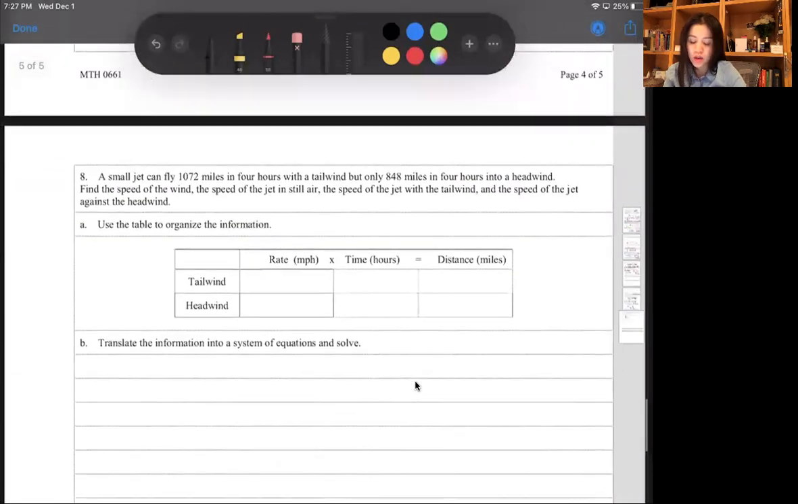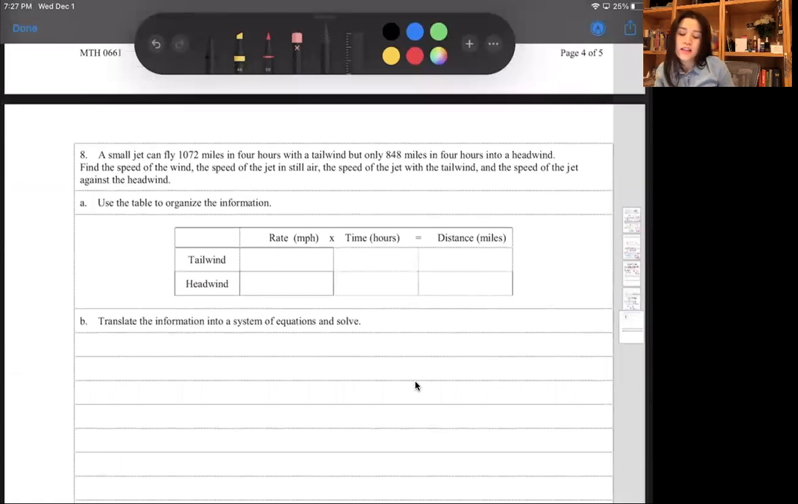All right, last one. A small jet can fly 1,072 miles in 4 hours with a tailwind, but only 848 miles in 4 hours into a headwind. Find the speed of the wind and the speed of the jet in still air, the speed of the jet with the tailwind and the speed of the jet against the wind.